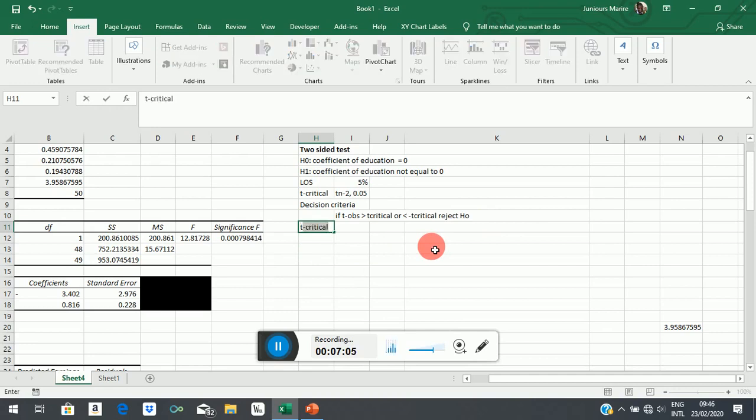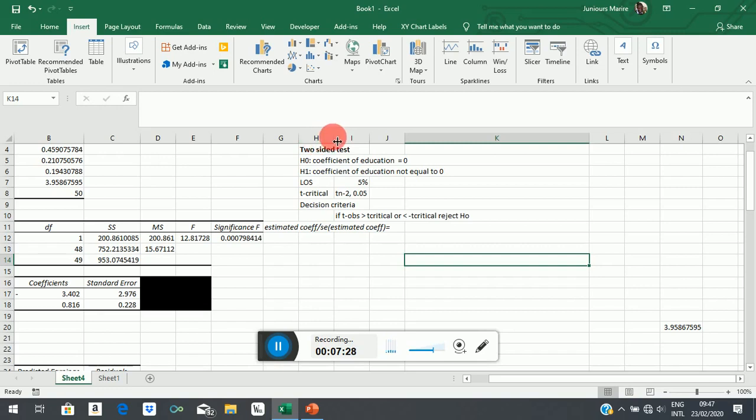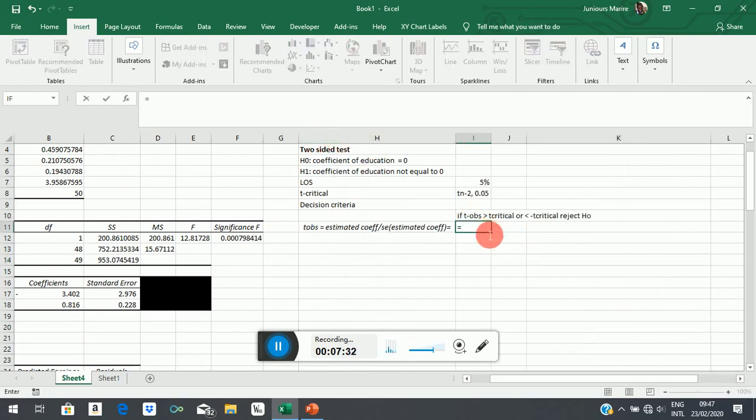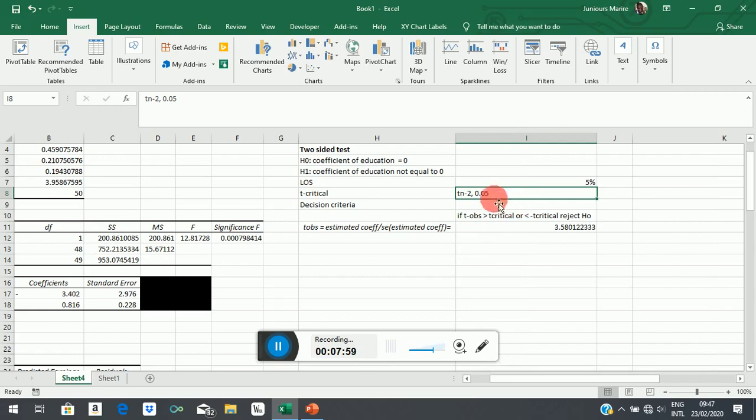Right, so now you have to calculate the t-obs, which is your statistic. And you remember that it is always your estimated coefficient over its standard error. That's how you do it. So in this particular instance, our estimated coefficient is this number here, and we are dividing it by its standard error there, and we get 3.58. Okay, now how do we get our t critical? We now go to our t table.